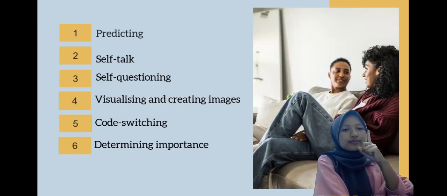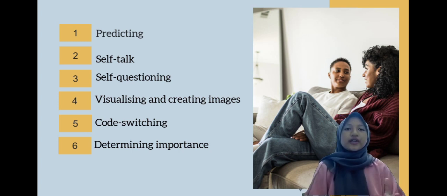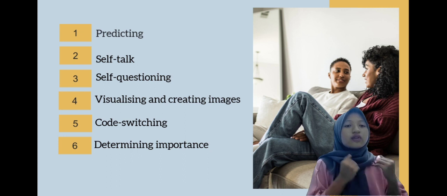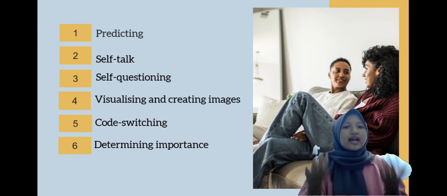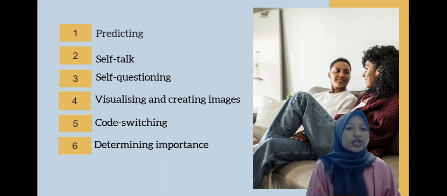Strategy number 1, predicting. Predicting is a strategy that can be used by speaker and listener. In predicting, they plan what they want to say based on the purpose, audience, and situation they face. For example, if we are having a conversation in a formal situation, maybe in a meeting with coworkers, we will think about formal words as well, right? So it makes us sound polite and it matches with the situation.